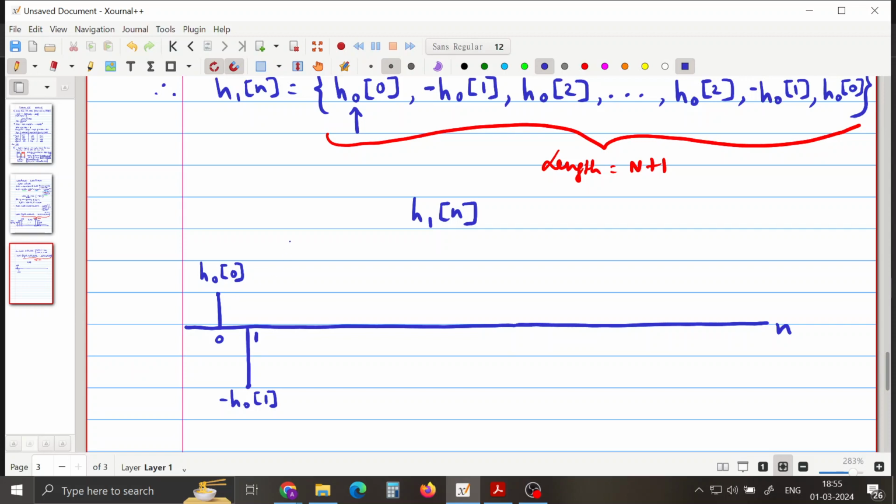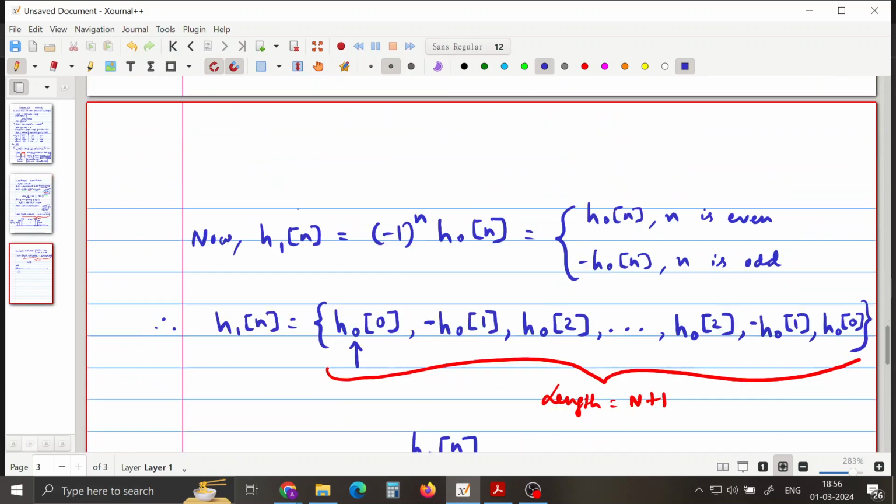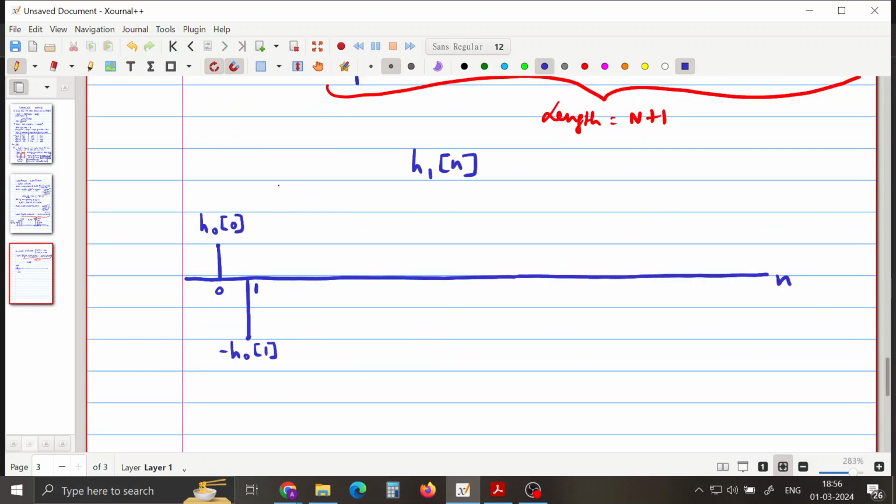Similarly, at n equals 2, we had a sample like this. It still remains the same because it's an even index. So it will be somewhere here.